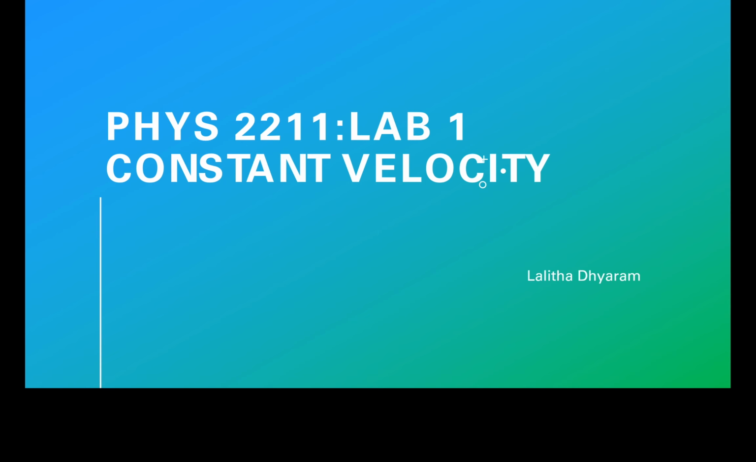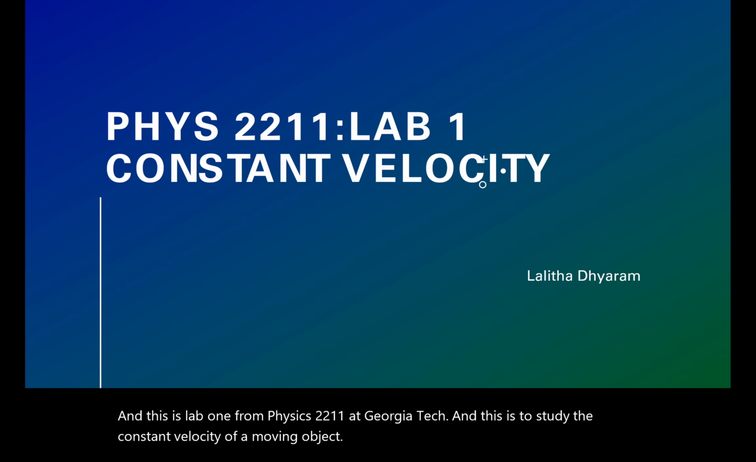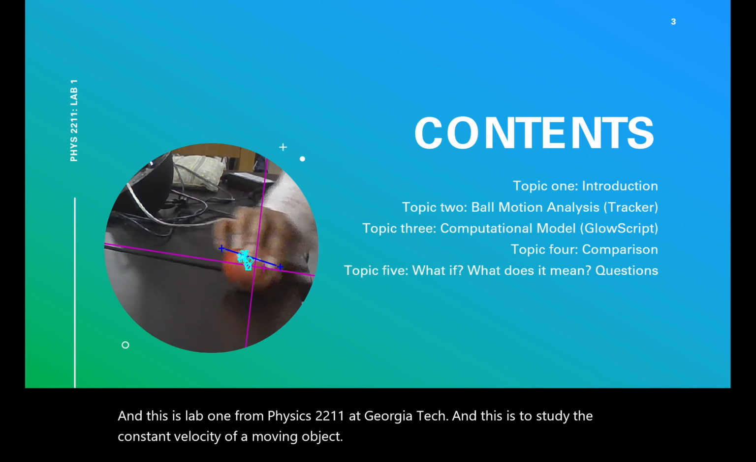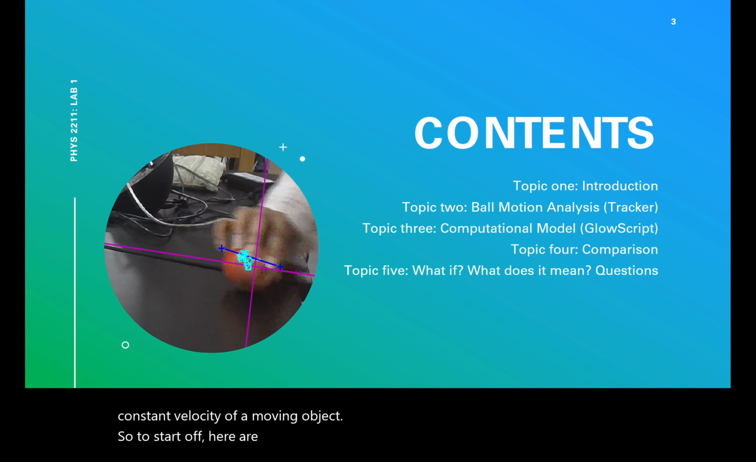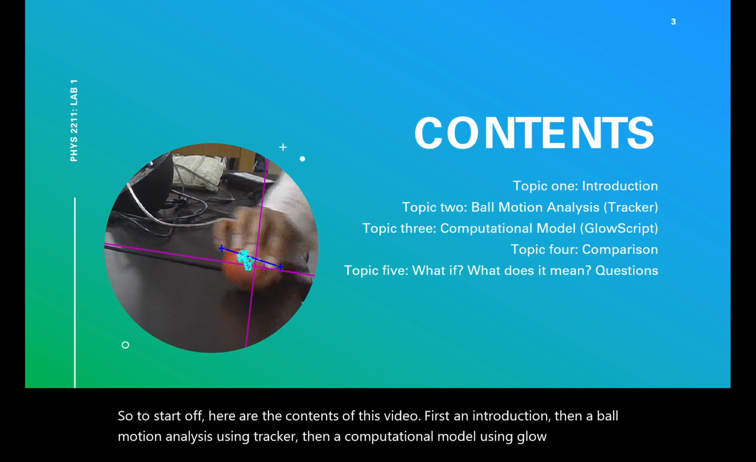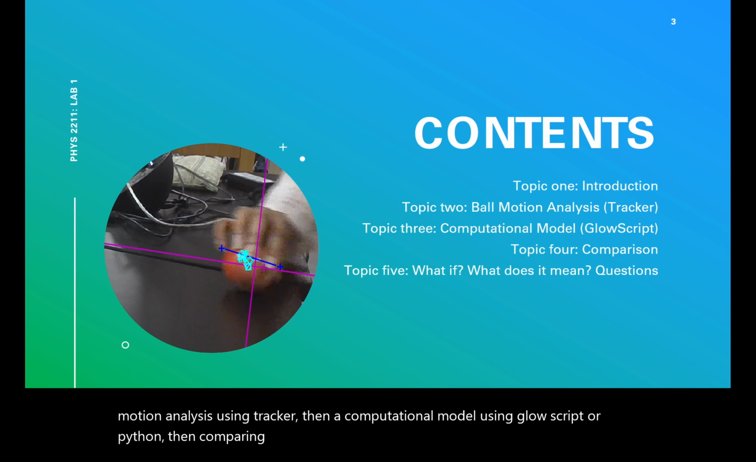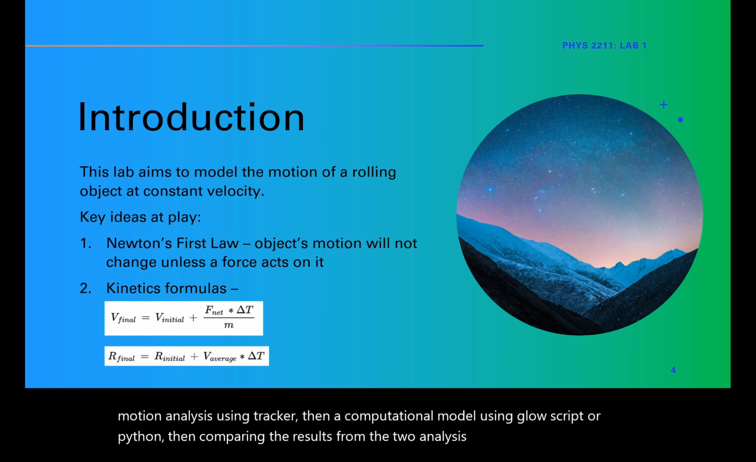Hello everyone, and this is Lab 1 from Physics 2211 at Georgia Tech, and this is to study the constant velocity of a moving object. So to start off, here are the contents of this video. First an introduction, then a ball motion analysis using Tracker, then a computational model using GlowScript or Python, then comparing the results from the two analyses, and then lastly answering some questions.